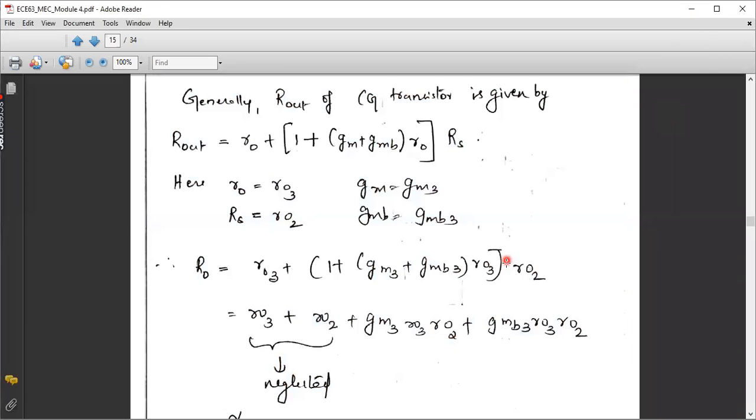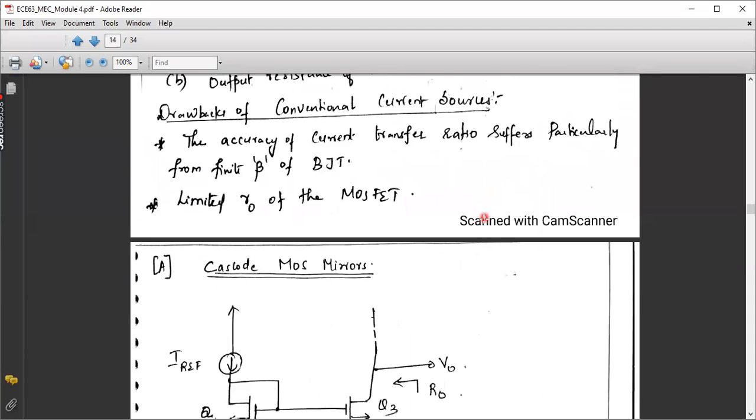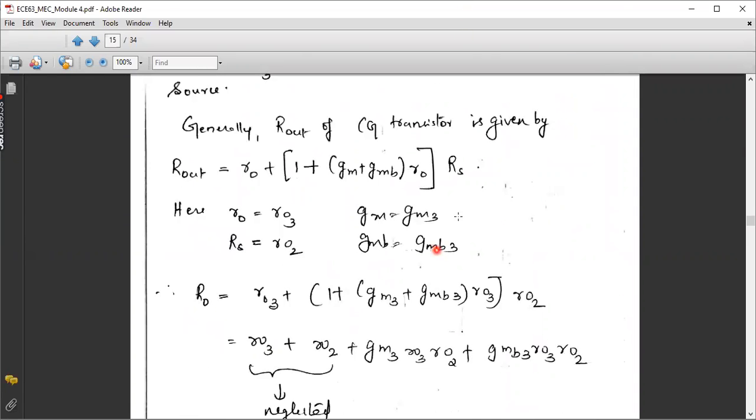So what I told is, RS is to be replaced as R02. Why? Because RS is the series resistance of the transistor Q3. If you take Q3, what resistance is connected here? It is nothing but the output resistance of Q2. Isn't it? The output resistance of Q2 is nothing but R02. Therefore, I can write RS as R02. So in this way, I have modified this equation.